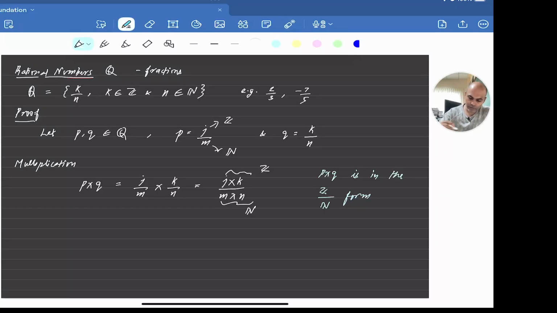Now let's look at the case of addition. So let's do P plus Q. So we have J over M plus K over N, and we do cross multiplication to write it as J times N plus K times M divided by M times N.